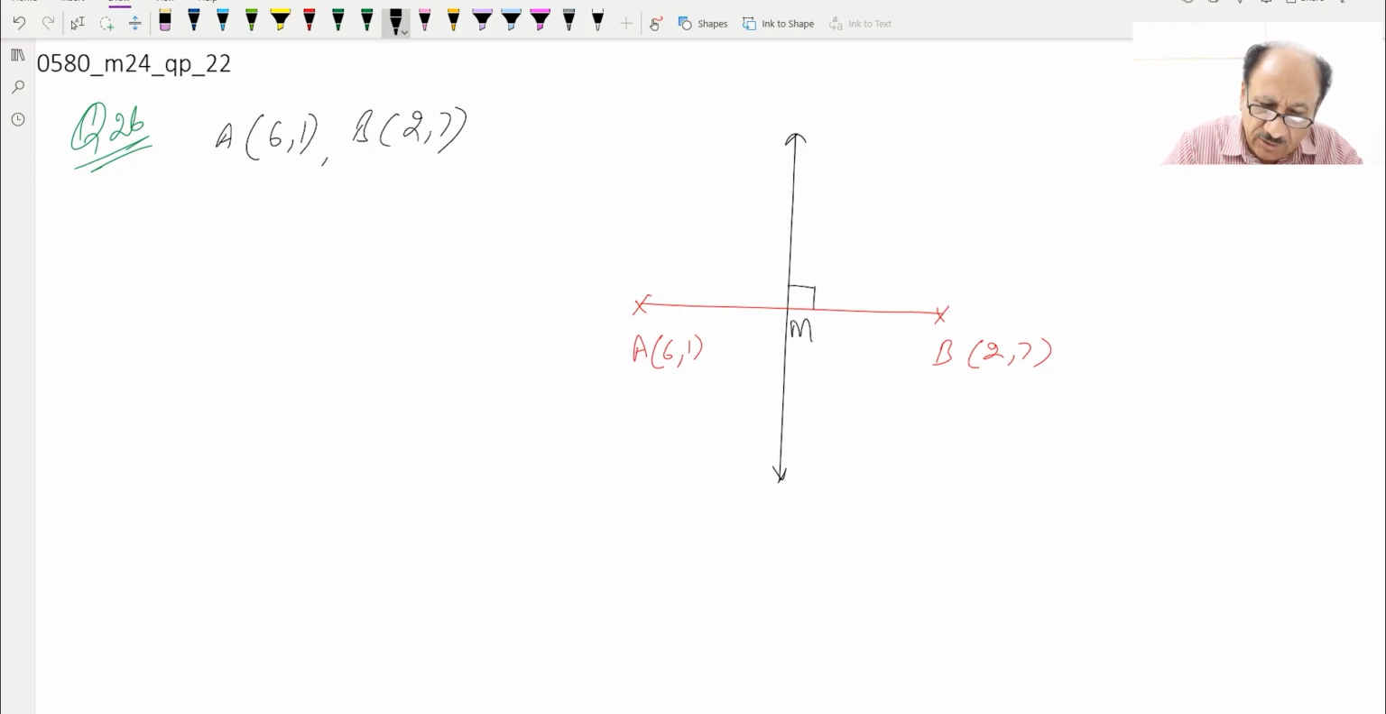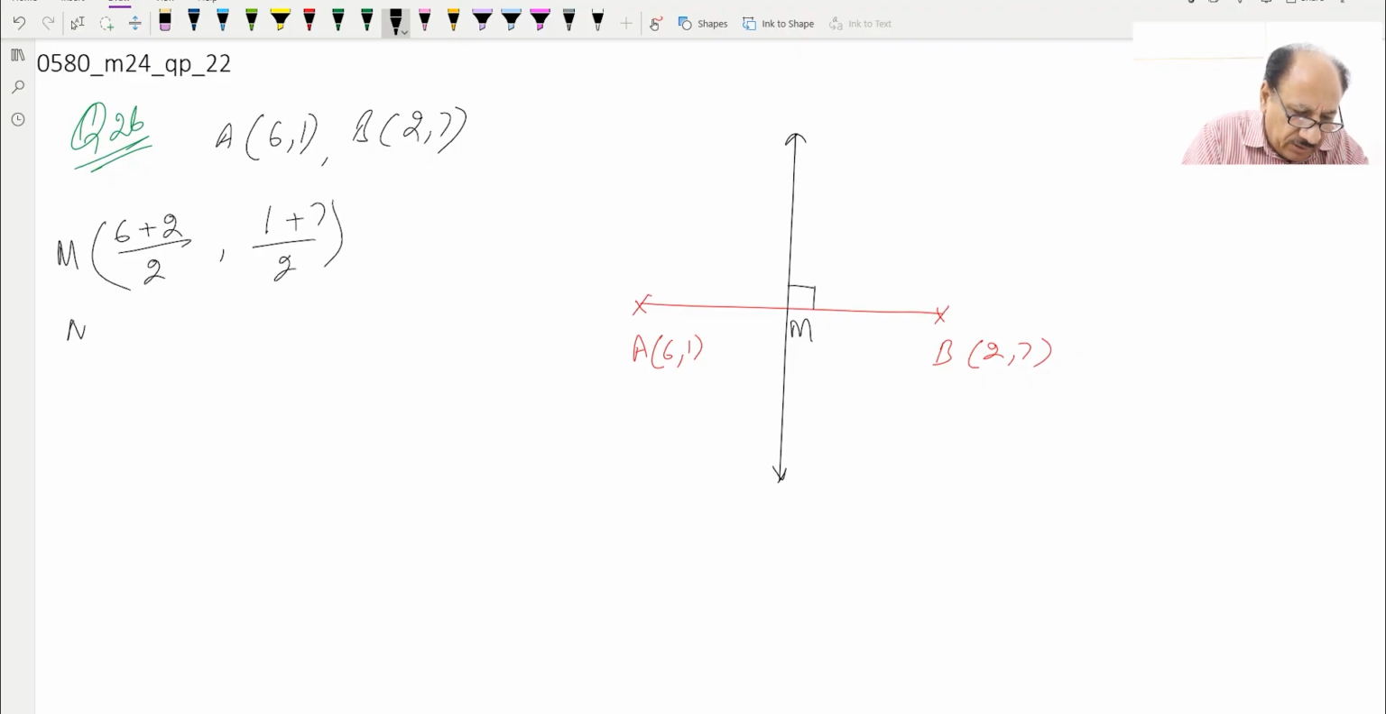So this is the midpoint, and the coordinates of the midpoint we can find. The coordinates of the midpoint M will be what? To find M, we apply the formula (x1 plus x2) divided by 2 and (y1 plus y2) divided by 2. We get 8 by 2, which is 4, and then 7 plus 1 is 8 by 2, which is also 4. So the midpoint is (4, 4).